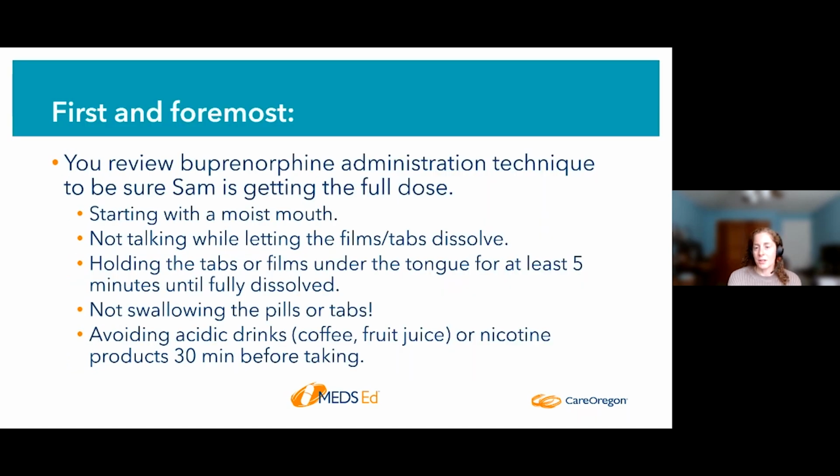So the first thing I would do before considering a dose increase is reviewing administration technique. So buprenorphine has to be taken sublingually, and there's a number of different things that can make it more challenging for the medicine to be absorbed properly. So making sure that he is starting with a moist mouth. If you have a dry mouth, you're not going to be able to properly absorb buprenorphine. Not talking while letting the film or tablets dissolve.